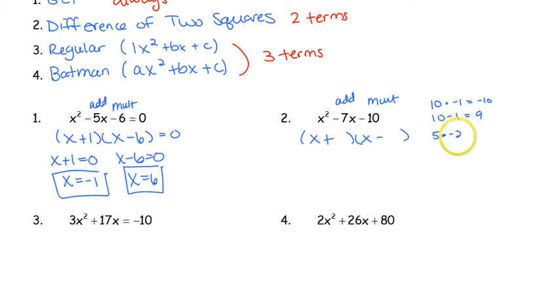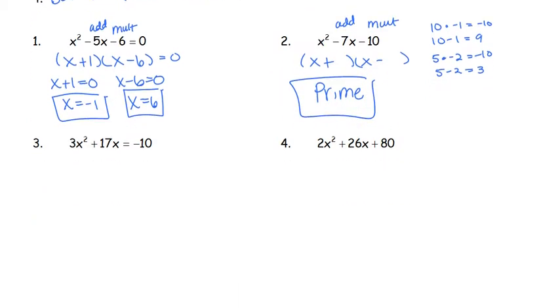So the only other two numbers that multiply to 10 are 5 and 2. So let's try 5 and a negative 2. Negative 10, 5 minus 2 is 3. Still not even close to the same number. Sometimes you'll get the same number, wrong sign, then you just switch which one is negative. But we can't even get the right number. This one is prime or not factorable. I can't factor it. I'm done.